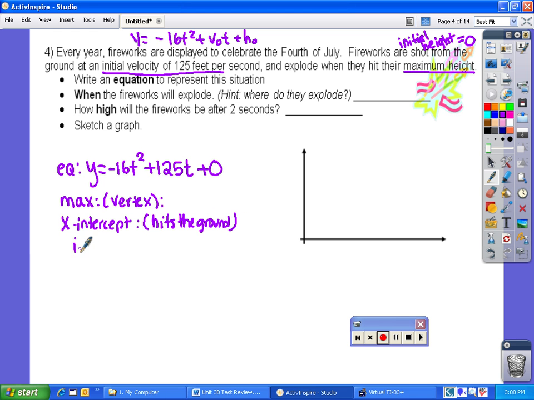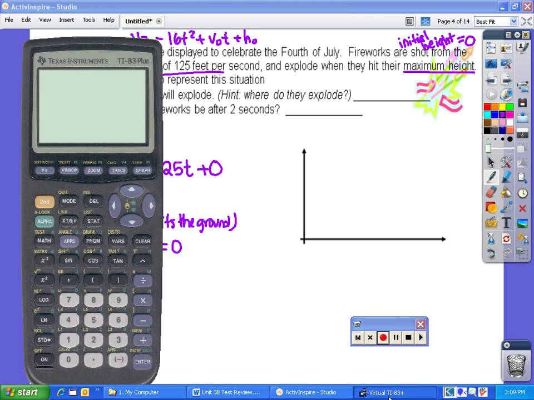And we know that our initial height equals 0. Alright, for this one I will show the calculator for a second. So, when you put it in, negative 16x squared plus 125x plus 0, and you don't need the plus 0, I'm just showing you. When you try to graph it, you can't see it at all, because our window from before had different numbers. So our window should be bigger than 100.